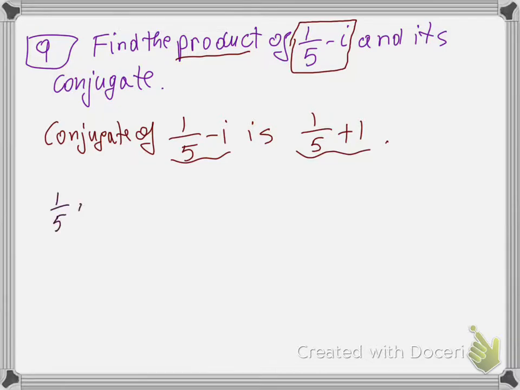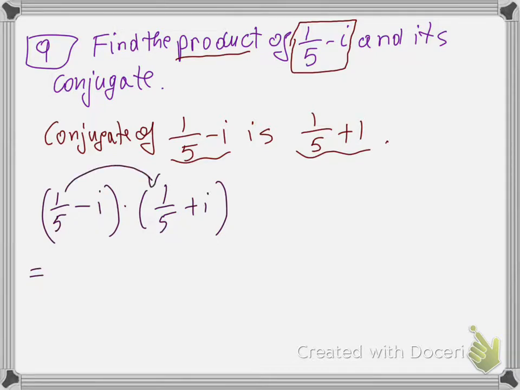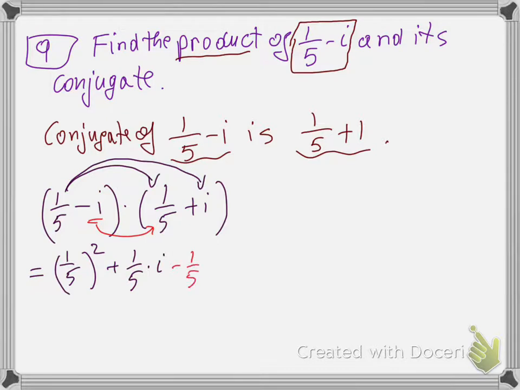1/5 minus i times 1/5 plus i equals 1/5 times 1/5 is 1/5 squared plus 1/5 times i, and then we're going to distribute negative i into 1/5, minus 1/5 i, and then negative i into i, minus i squared.